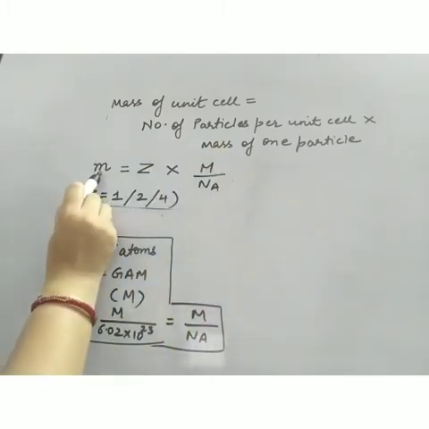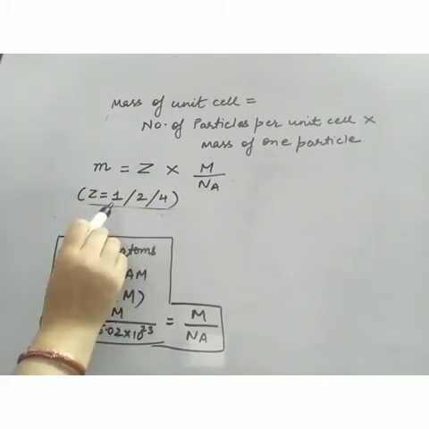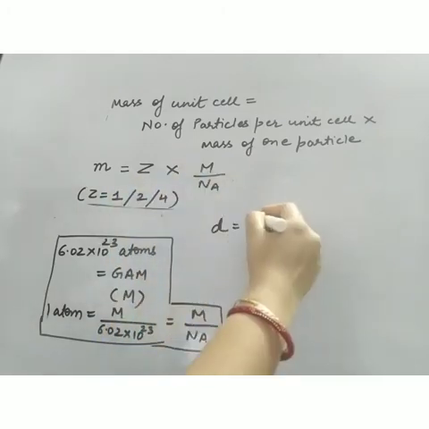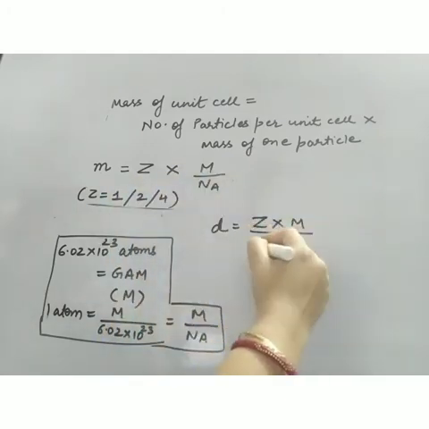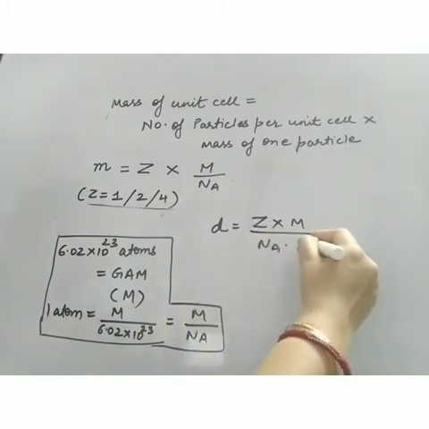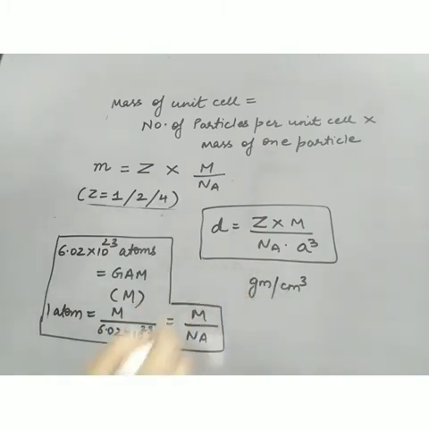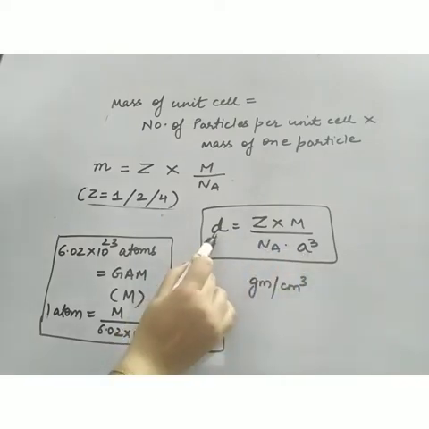So here I will replace it by capital M upon Na. So what is the mass of unit cell? It is the total number of atoms per unit cell, which can be 1, 2 or 4, multiplied by the mass of one atom, and mass of one atom is atomic mass divided by Avogadro number. So now what is the formula for density? Mass of unit cell, which is Z into M upon Na, divided by volume of unit cell. The volume of unit cell is a cube, and this density will come in gram per centimeter cube, because atomic mass is in grams and volume is in centimeter cube. So by using this relation we can calculate the density of unit cell.